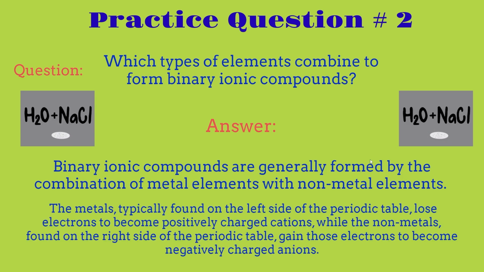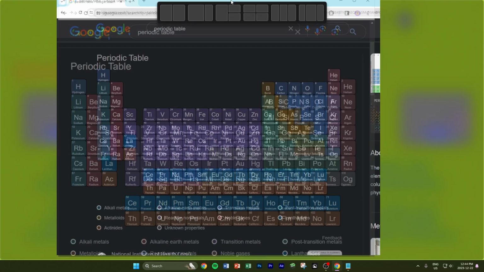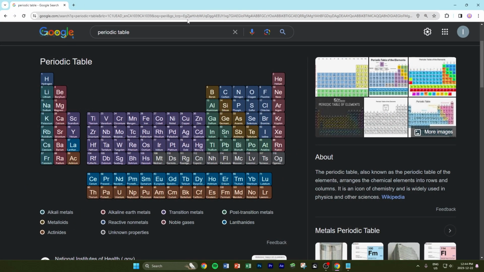The metals are typically found on the left side of the periodic table, and they lose electrons to become positively charged cations, while the nonmetals are on the right side of the periodic table, and those gain electrons to become negatively charged ions, anions. So if I pull up the periodic table here, we can see what we're talking about. We're saying that metals are found on the left side. Inside of this periodic table, most of this from the left side is all metals. So all of this here is considered a metal. And then here on the right side of the staircase, these are all nonmetals.